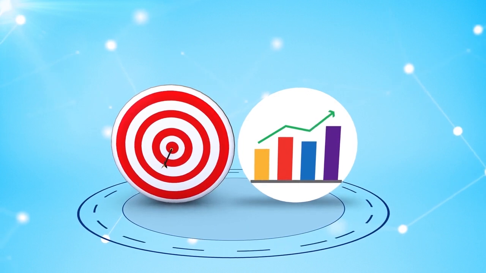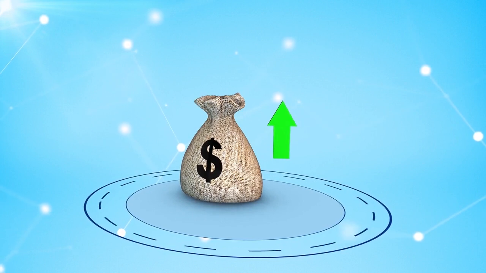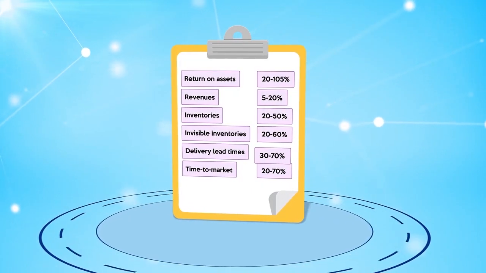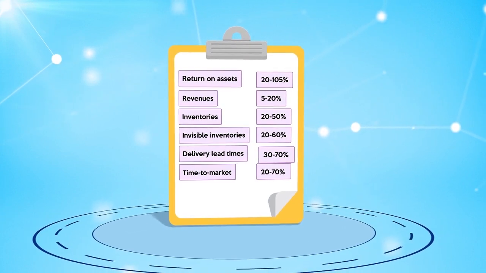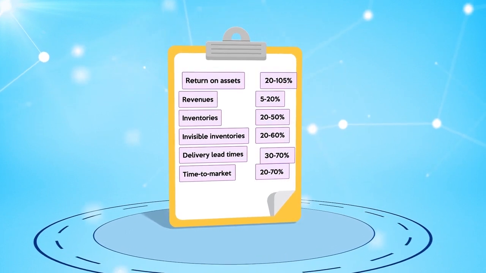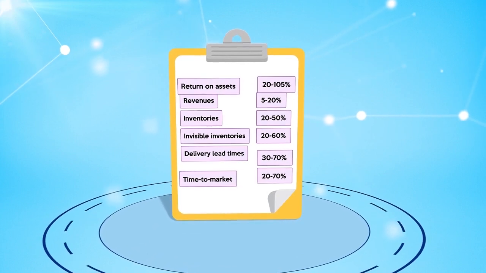Some process improvements may translate back to the improved financial performance of the organization. By reducing cycle time by anywhere between 30 to 70%, an organization may see a better return on assets anywhere from 20 to 105%, and the time to market can be improved anywhere from 20 to 70%.